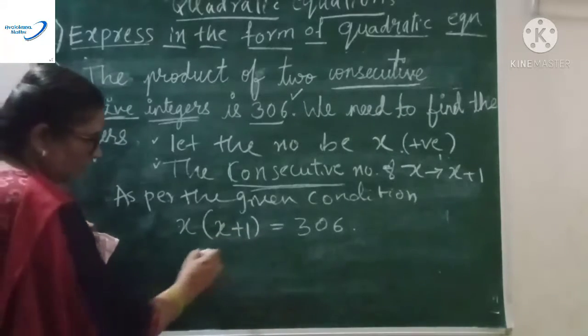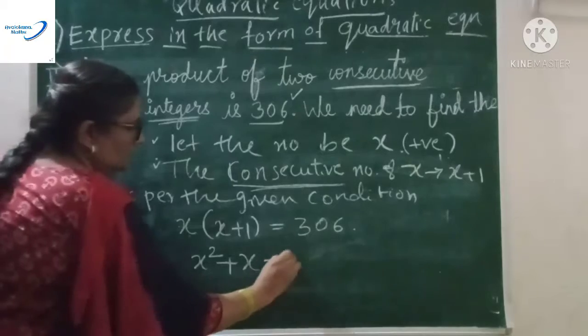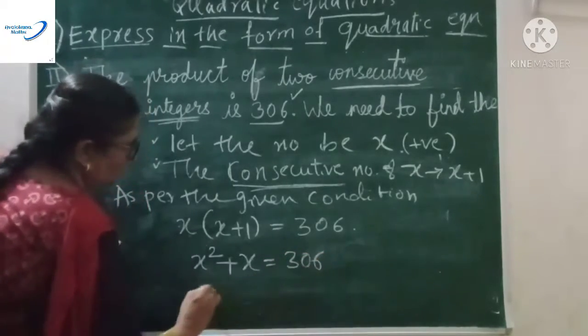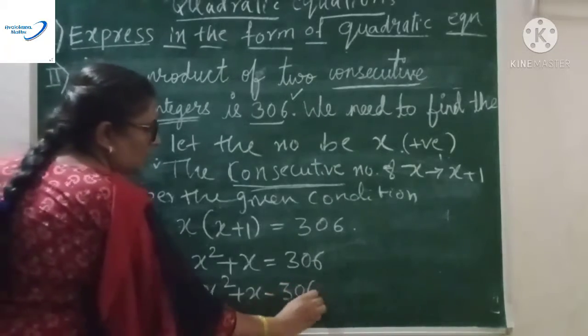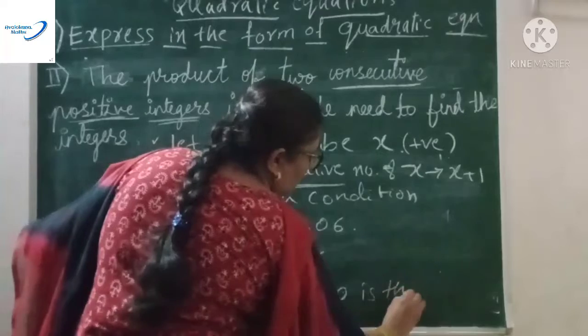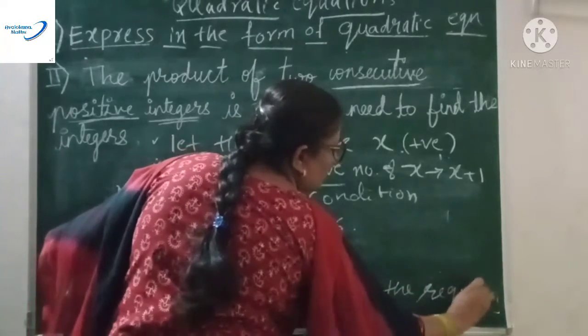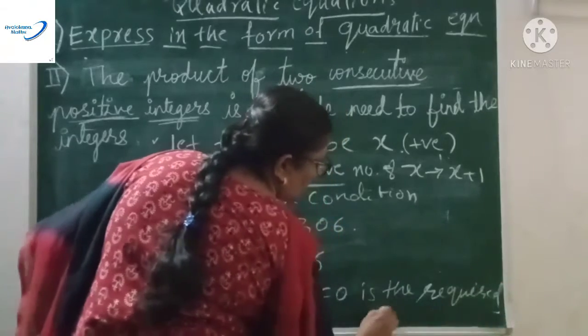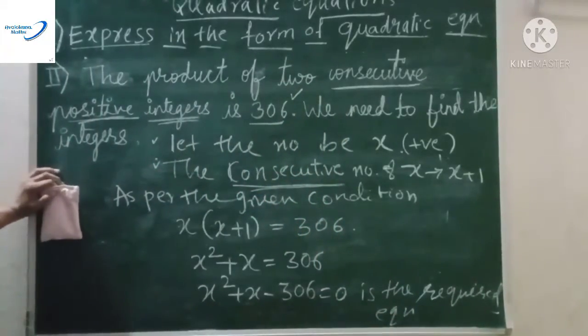So what is from here? If you multiply, this is x square plus x into 1 is x, equal to 306. So x square plus x minus 306 is equal to 0 is the required equation. This way you can form the equation. So these are the word problems.